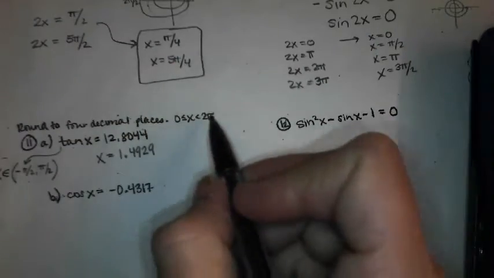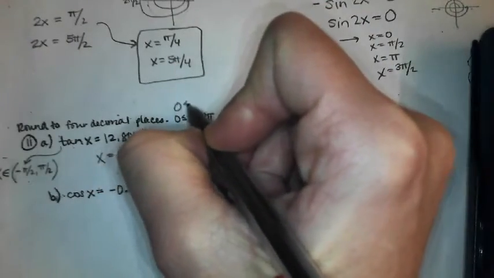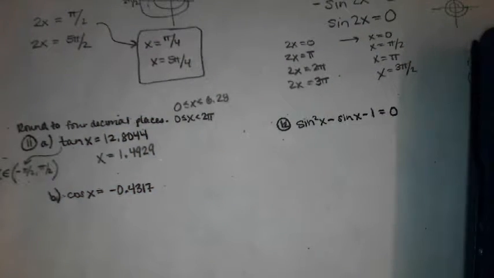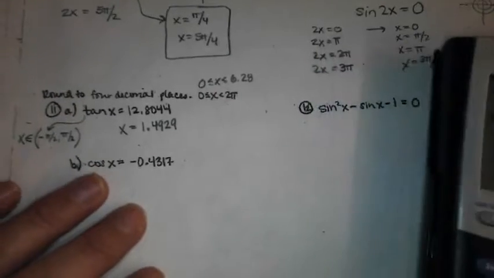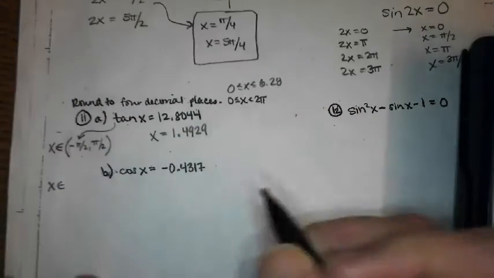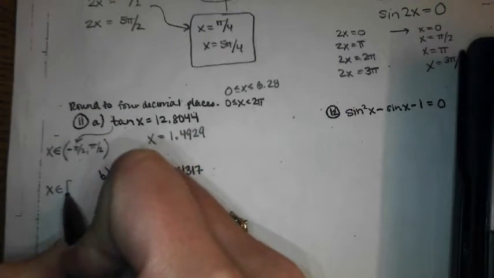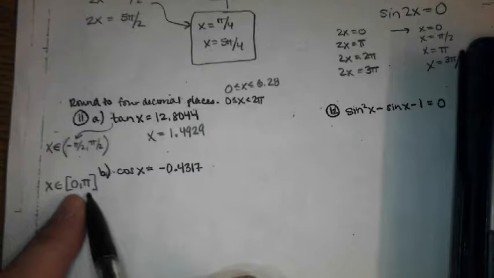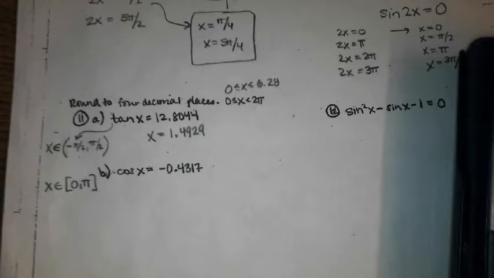And is that between 0 and 2 pi, which is technically 0 and 6.28-ish? Yes, right? Good. When we do inverse cosine, what's our x going to be between? 0 and pi, quadrants 1 and 2. Now, no matter what we get here for the inverse cosine, sorry, we're not done.